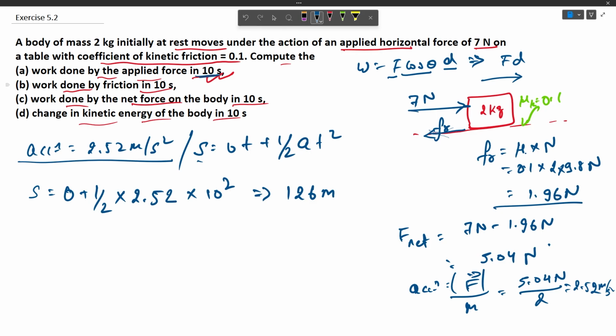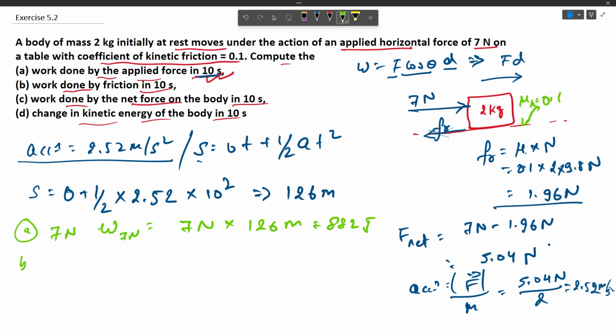Now the first part of question says that work done by the applied force in 10 seconds. So applied force here is 7 Newton. So work done by this 7 Newton force is equal to 7 Newton multiplied by 126 meter, and that is 882 joule.